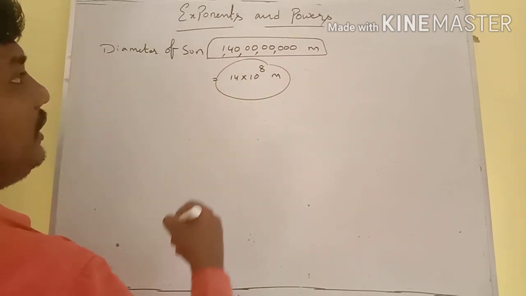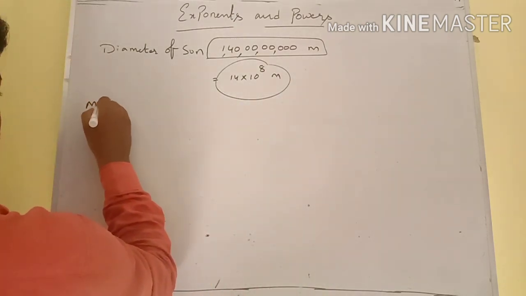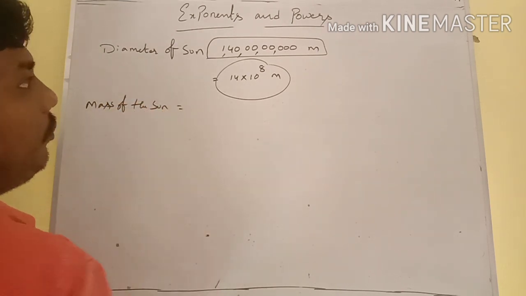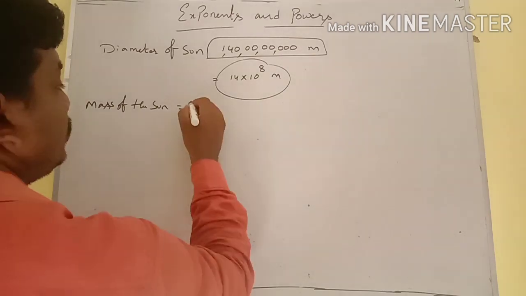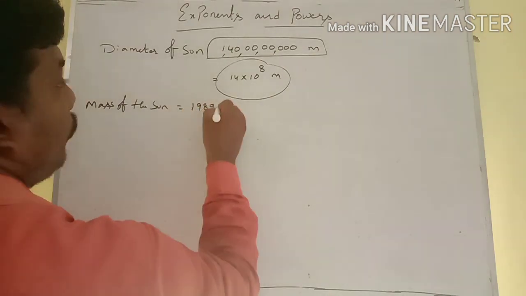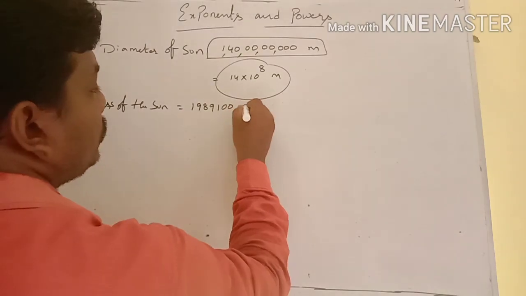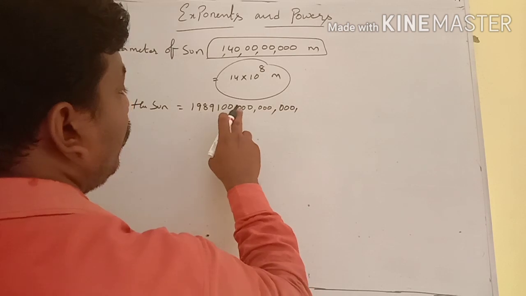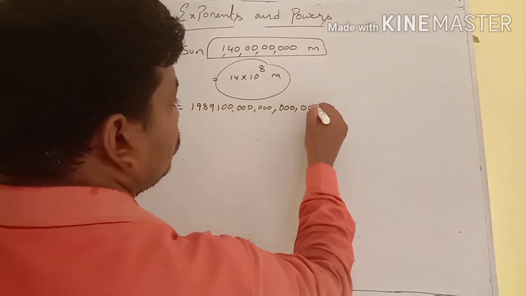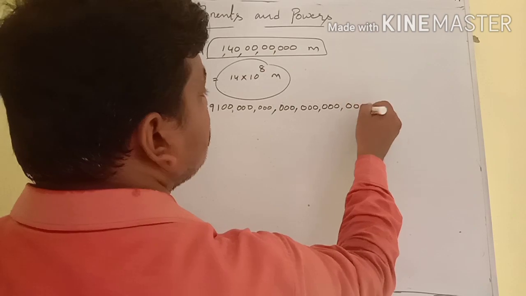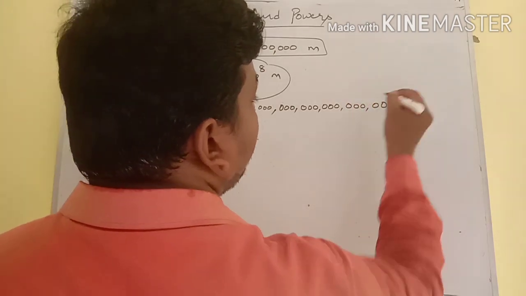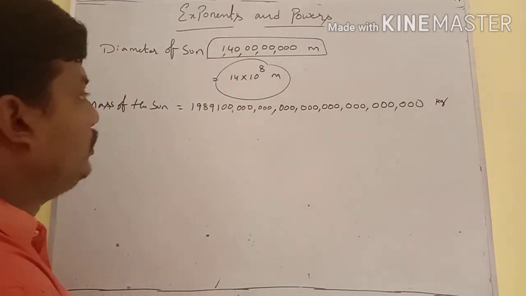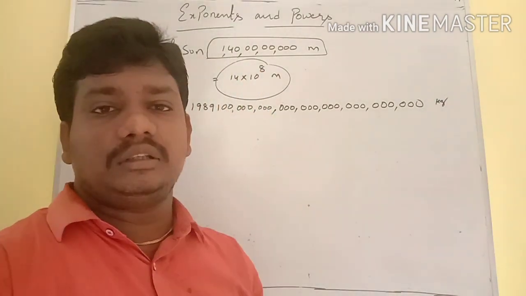Now, what is the mass of the sun? One can imagine what the mass of the sun is. So this is 1989100, then zeros 1, 2, 3, 4, 5, 6, 7, 8, kilograms. This is about the mass of the sun.